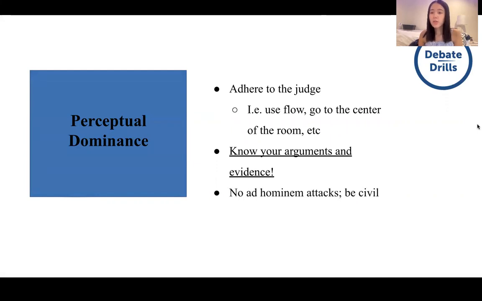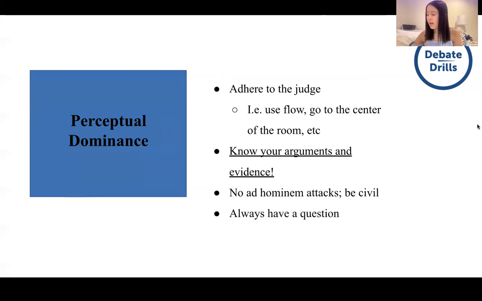Again, don't do any personal attacks. Always attack the argument in and of itself. If you start to attack the way someone speaks or them individually as a person, you might think that might make you look more perceptually dominant, but it actually just makes you look pretty insecure and not confident in your own arguments. Be civil, be peaceful. You're going to look a lot better as a result. And of course, it's the right thing to do.